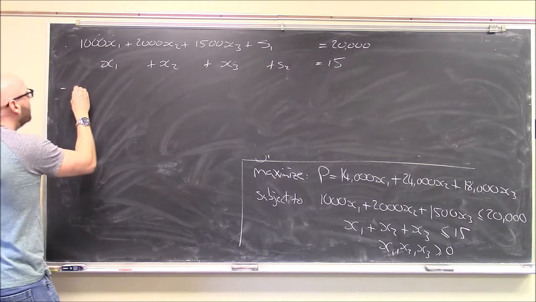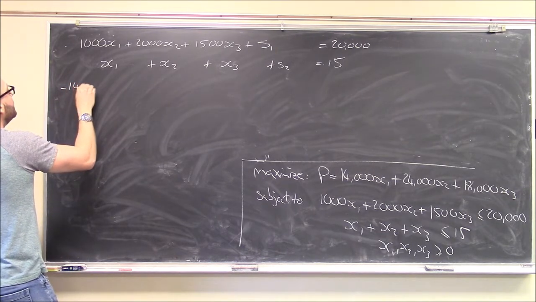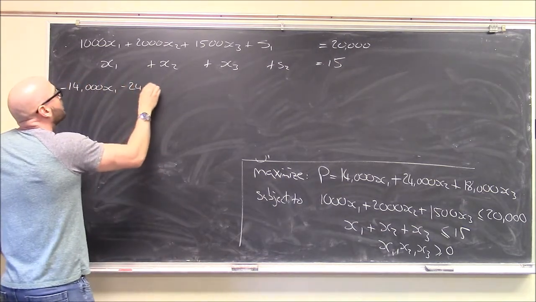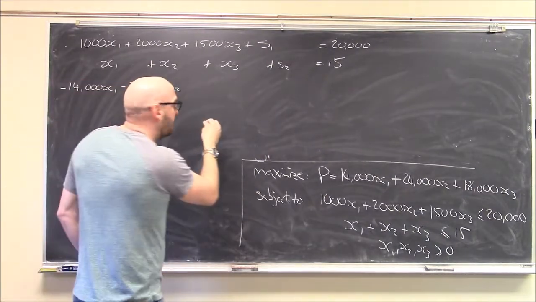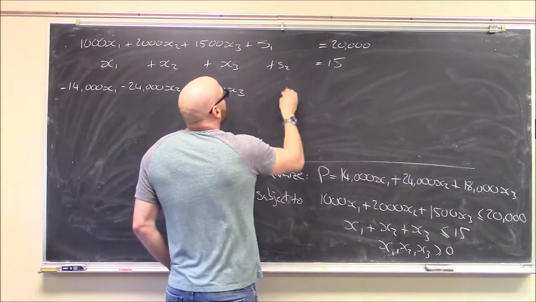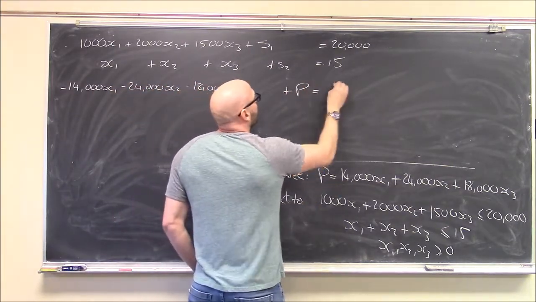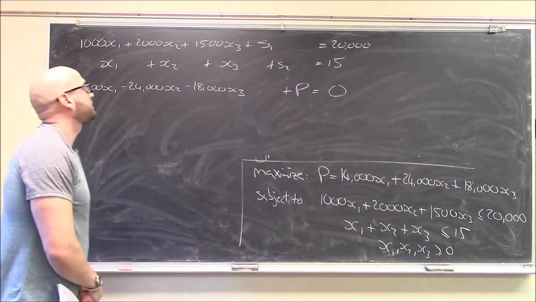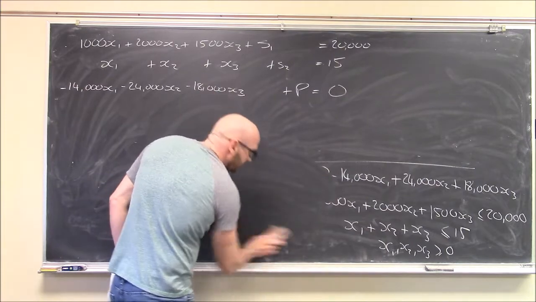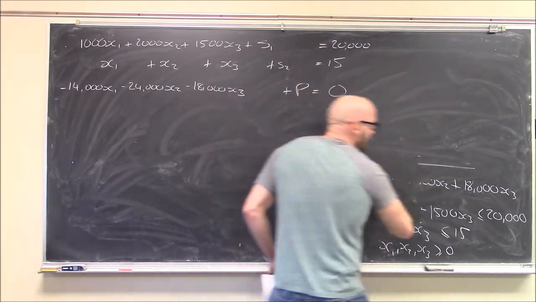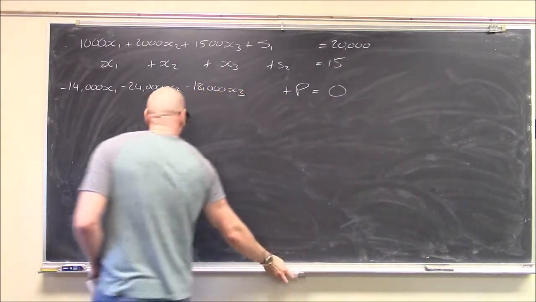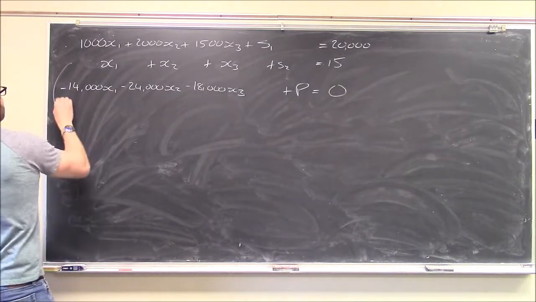so P is positive. So minus 14,000 x1 minus 24,000 x2 minus 18,000 x3 plus P is equal to 0. There's my initial system, and using this initial system, I build my initial simplex tableau. Alright, so we build the initial simplex tableau.